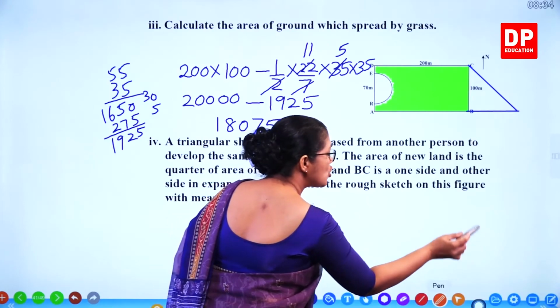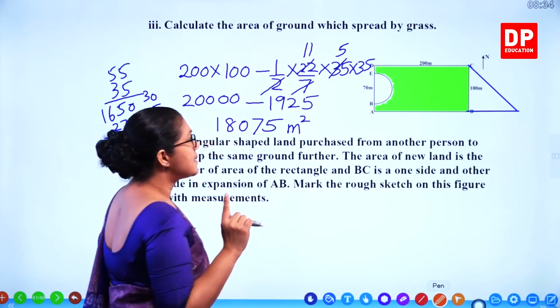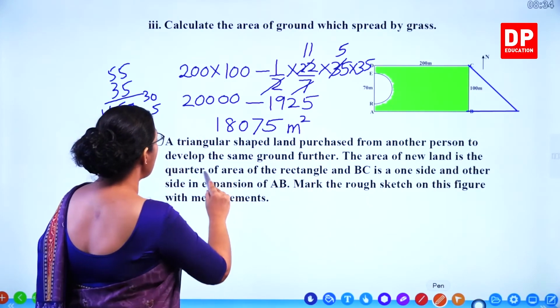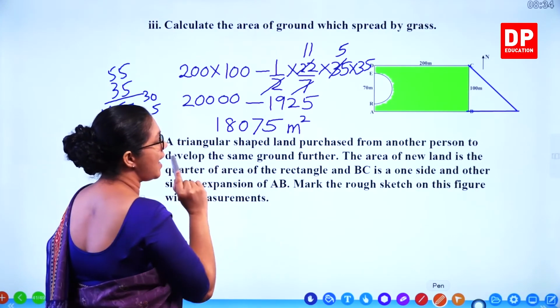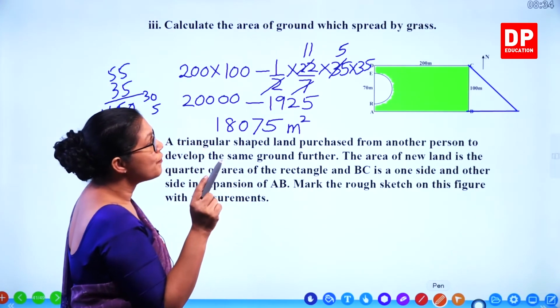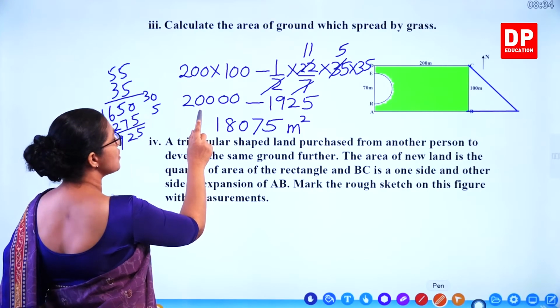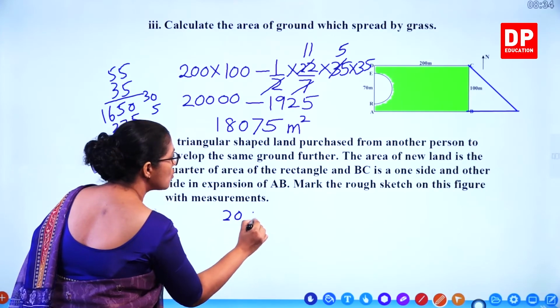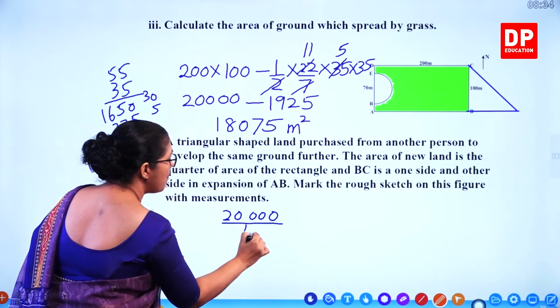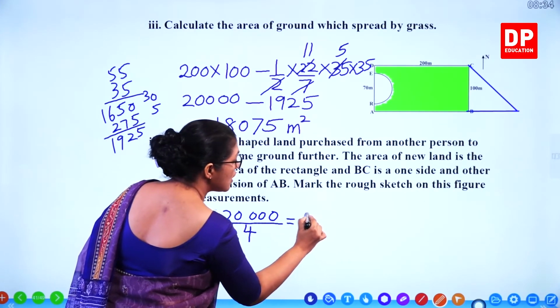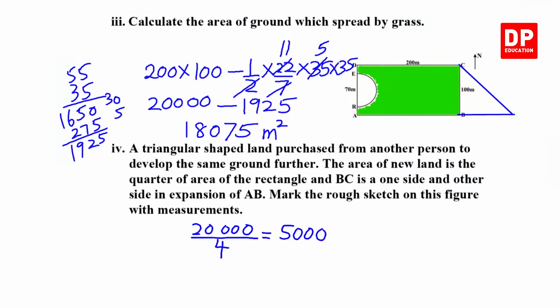So what's the information given here? It's given quarter of area of the rectangle. So what's the area of the rectangle? 200 into 100, 20,000. Quarter of that, 20,000 divided by 4. So 5,000 is the area of this triangle. We know one side is 100. How can you find out this length?